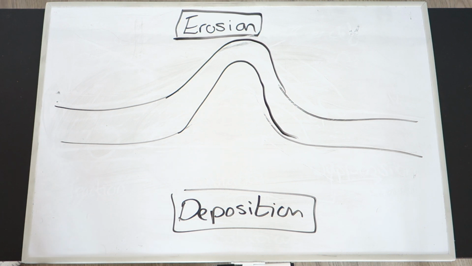And there we have it. Eventually, a fully developed bend is created, which is known as a meander. And it comes from a very simple principle, that when water has less energy, it deposits material, and when water has a lot of energy, it erodes.